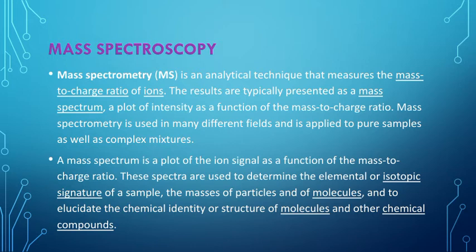Mass spectrum is a plot of the ion signal as a function of mass to charge ratio. That point is very important from an exam point of view. These spectra are used to determine the elemental or isotopic signature of a sample, the masses of particles and molecules, and to elucidate the chemical identity or structure of molecules and chemical compounds.